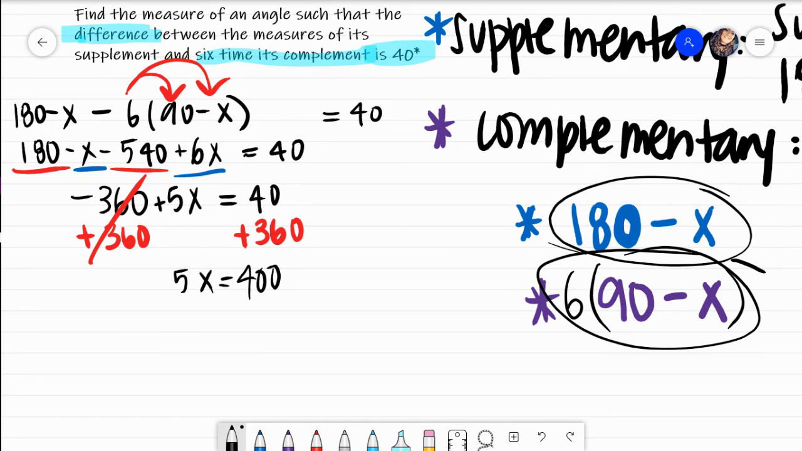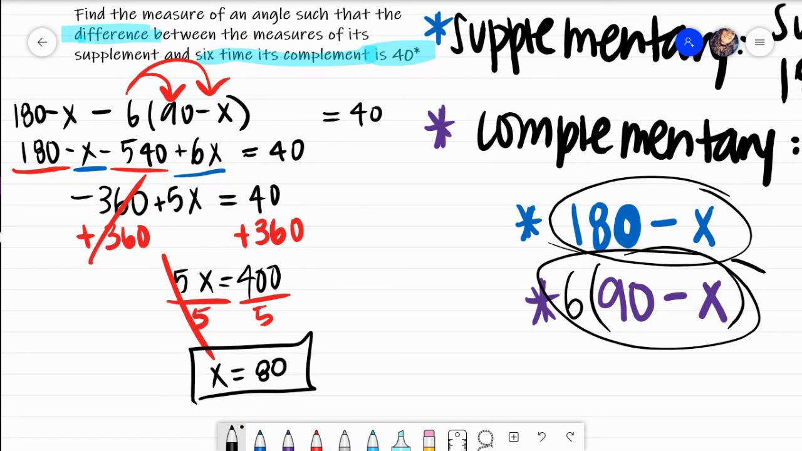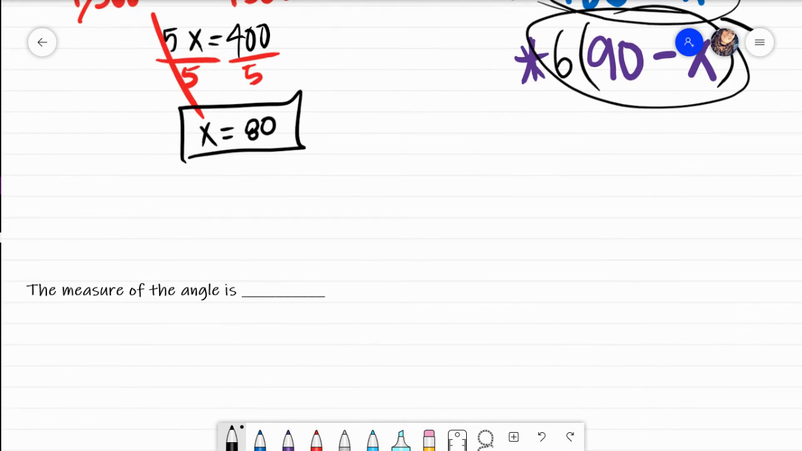Now lastly, in order to solve for my x, it's multiplying with the 5. So what I need to do is divide by 5. That cancels on the left-hand side, and we get x equals 400 divided by 5, which is going to give you 80. And so, find the measure of an angle. My angle, the measure I don't know, that's x. So the measure of the angle is 80 degrees.